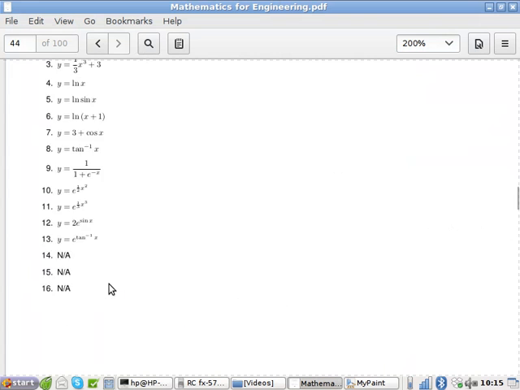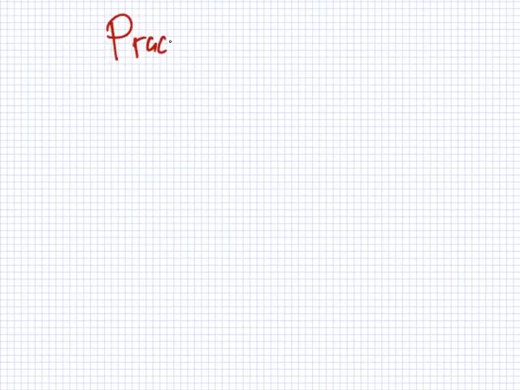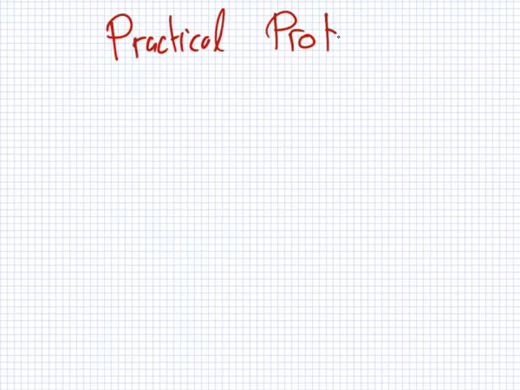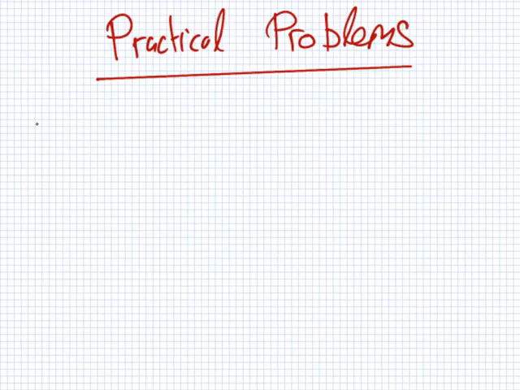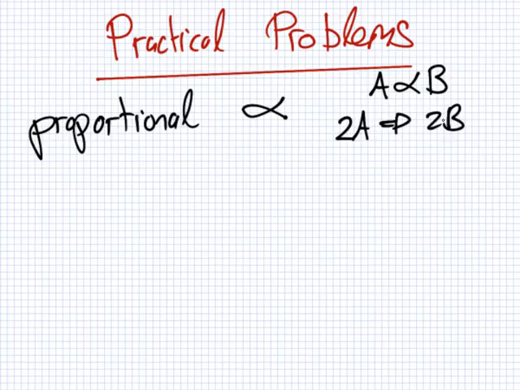So now, we get a chance to see why this topic is important by looking at practical problems. So, practical problems now. Before I start, a couple of terms. This one, I hope you know from physics, proportional. Yeah. And the symbol is this. Basically, if you say A is proportional to B, it means if you double A, then B is twice as big, and vice versa. If you half A, then B is half as big.